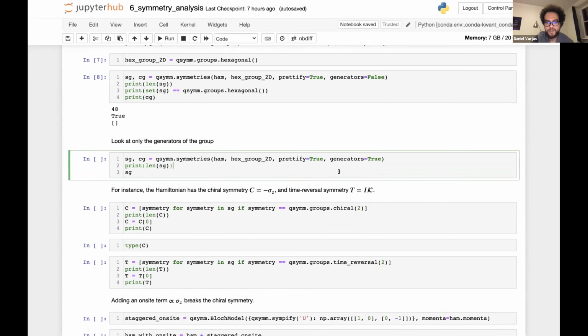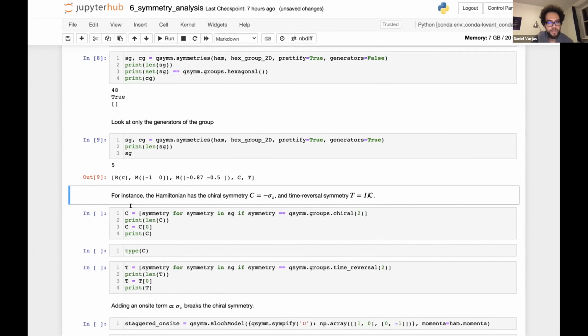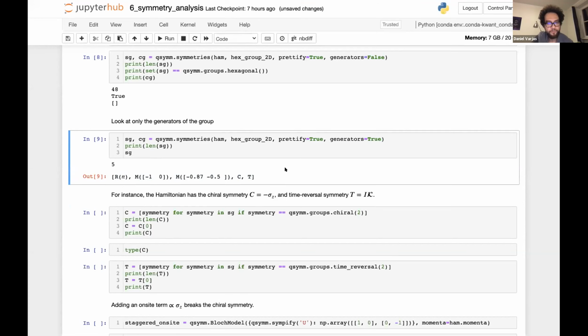So let's just look at only the generators now. So this group is generated by, this is an arbitrary choice for the generators, but for example, by a pi rotation, like a 2-fold rotation, a mirror with respect to the x-axis, and also a mirror with a 60-degree rotated axis. And besides that, we have chiral symmetry, which is the sublattice symmetry of graphene, and time reversal symmetry.